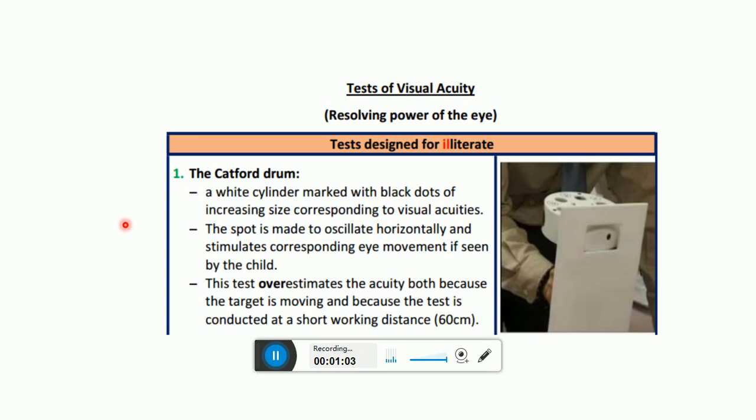As soon as the child is old enough, tests to which the response is behavioral should be replaced by those requiring matching. So visual acuity assessment in children remains a challenge for the ophthalmologist and needs to be correctly assessed for the early diagnosis of refractive errors, amblyopia and other ocular pathologies. However, lack of cooperation and comprehension in young children makes it a challenging task.